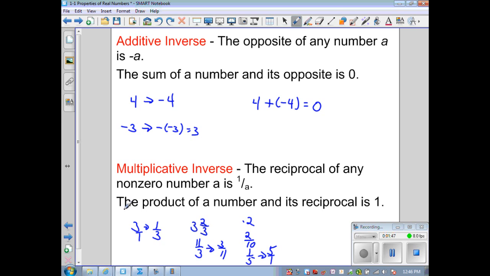And here, the product of a number and its reciprocal is 1. Therefore, if I have 3 times 1/3, making a fraction out of the first one, I can cross simplify or multiply across. In either case, when I do simplify, I will get 1.